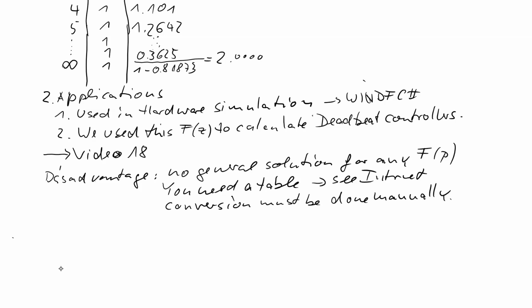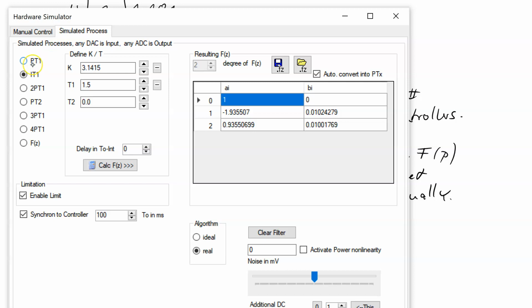Okay, so in my tool program I have prepared special filter functions. I've prepared this step response invariant filter form. Let's have a quick look at my program. If you open the hardware simulator, you can see that I have done this for PT1, IT1, so an integrator with one delay, two PT1s, PT2 with damping smaller one or larger one, independent, for a connection of 3 PT1 or 4 PT1. So these are six types which are prepared, but not more.